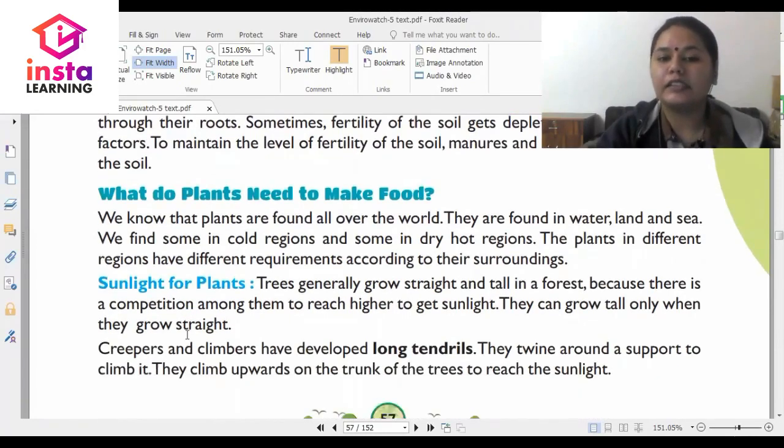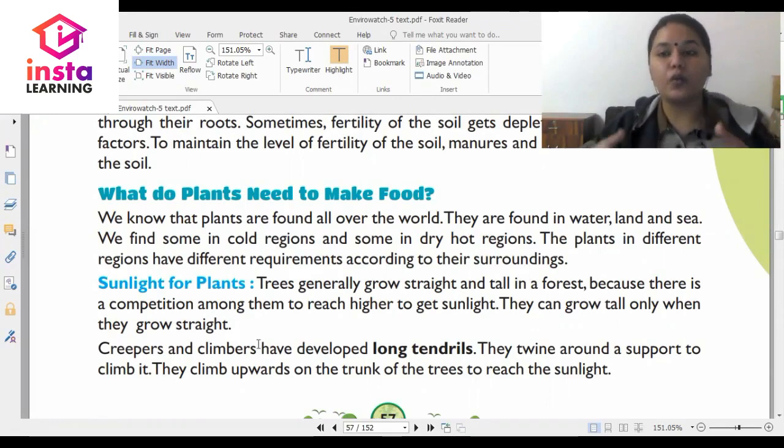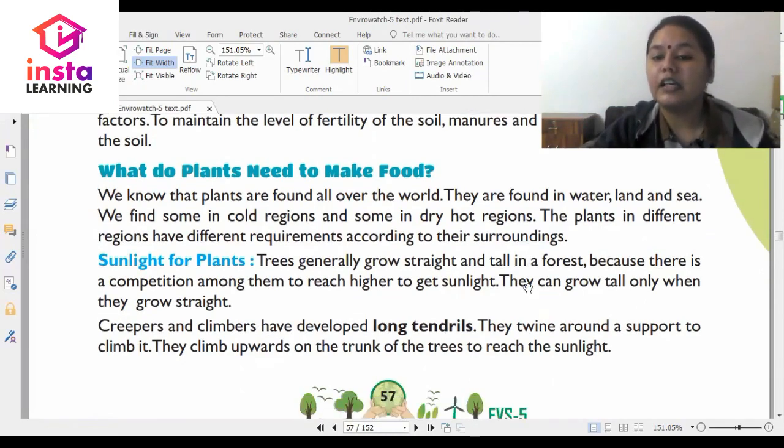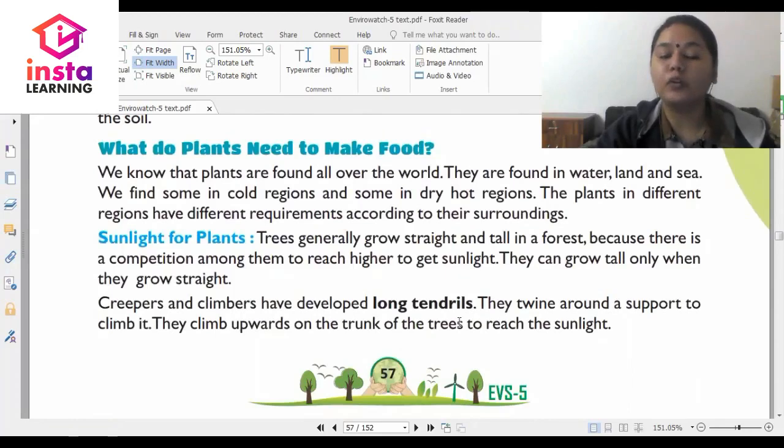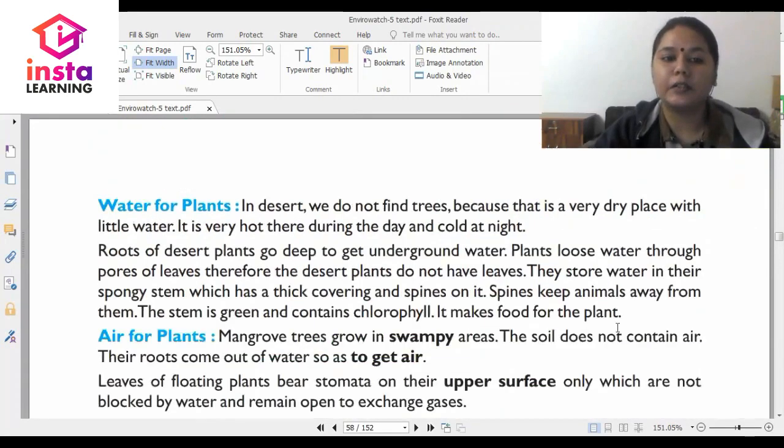Sunlight for plants. Trees generally grow straight and tall in the forest because there is a competition among them to reach higher to get the sunlight. They can grow tall only when they grow straight. Creepers and climbers have developed long tendrils. They twine around a support to climb it. They climb upwards on the trunk of the trees to reach the sunlight.